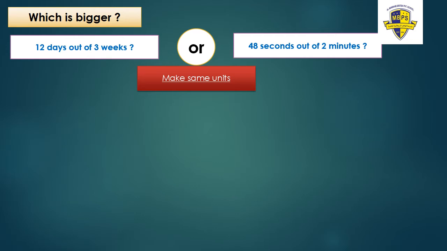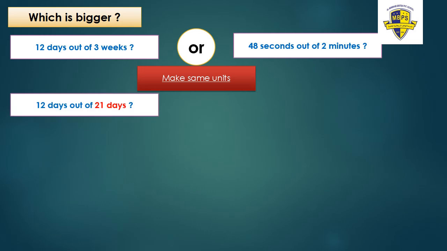Yes, we have here 12 days out of 3 weeks. We have days and weeks. We have to make the units similar. That means we have to make both of them days or both of them weeks. So here I change the weeks to days. So I have now 12 days out of 21 days. How do I change weeks to days? Remember, we have in 1 week 7 days. So 3 multiplied by 7 equals 21.